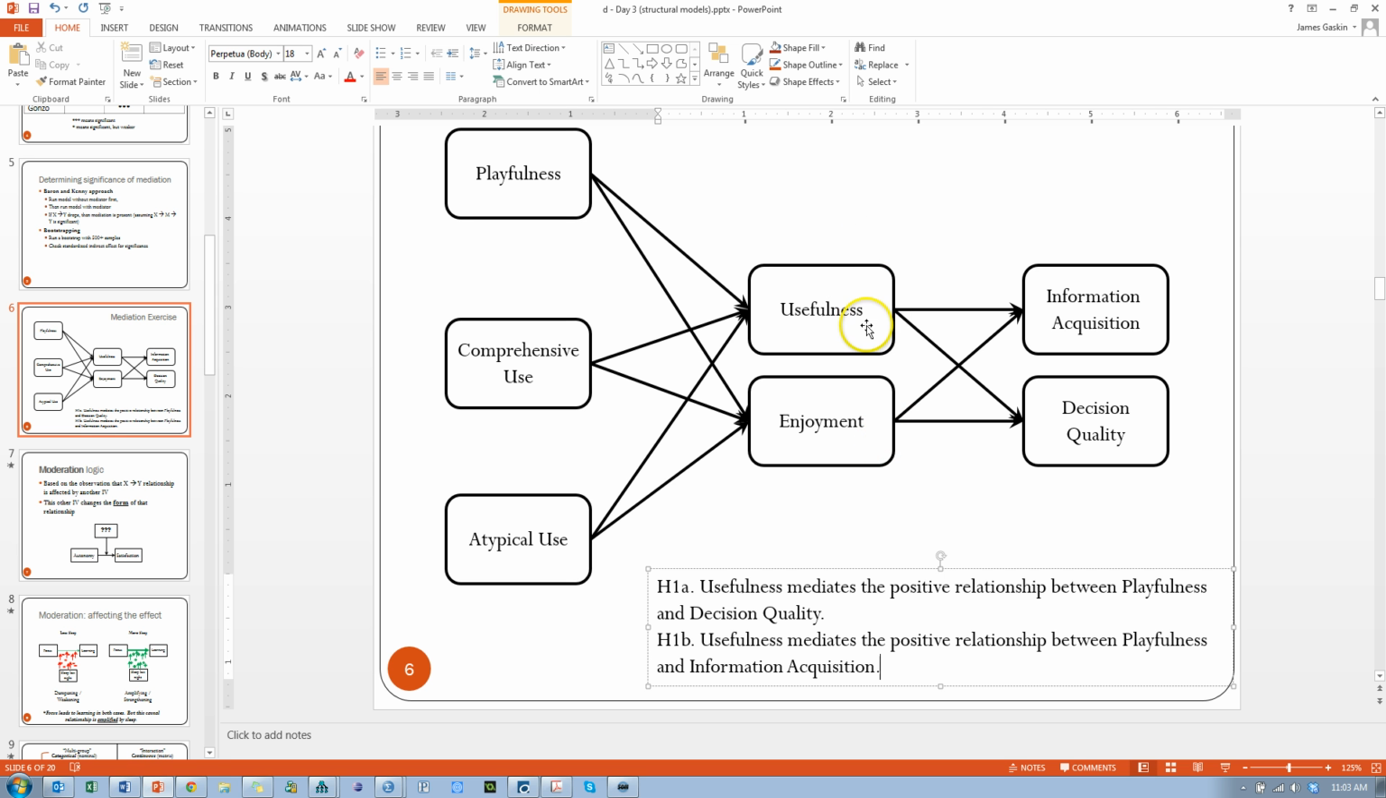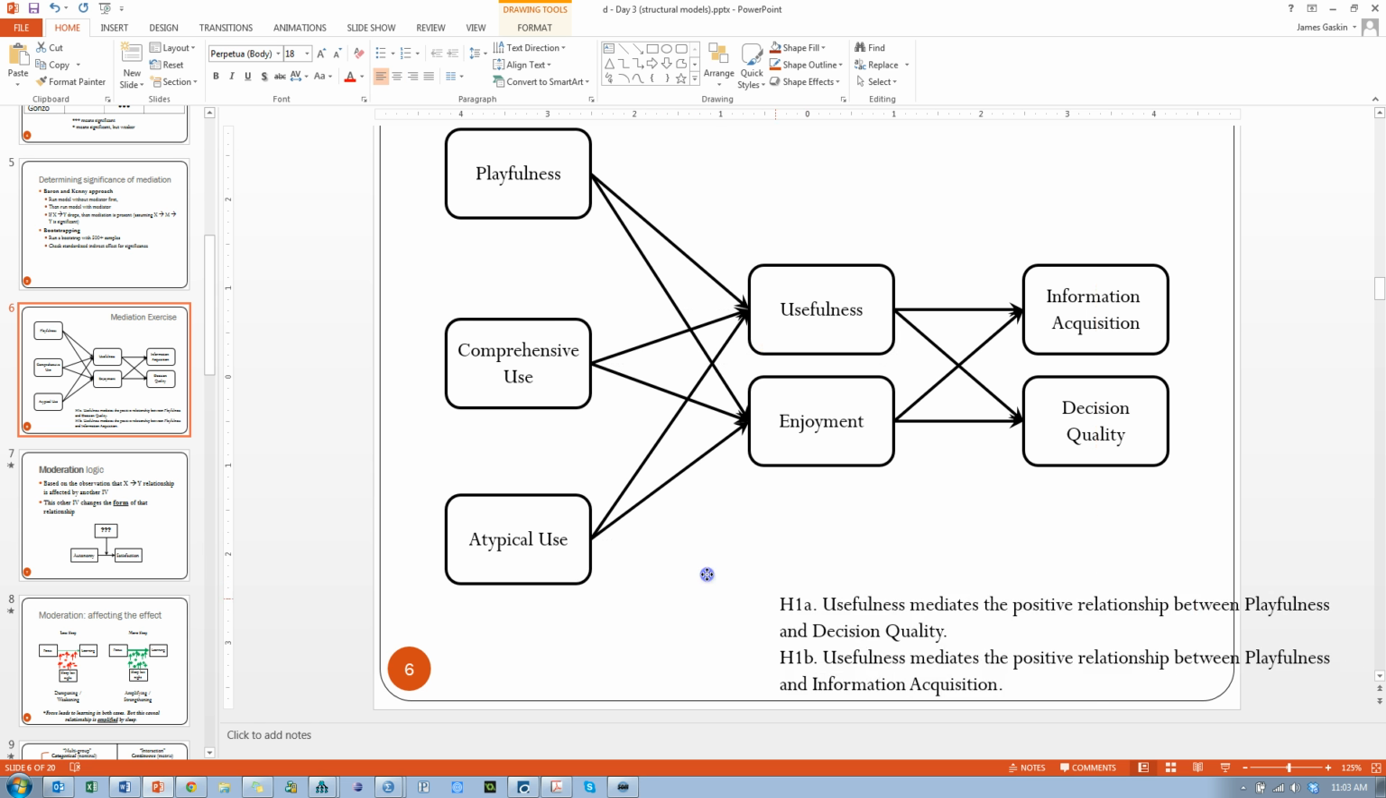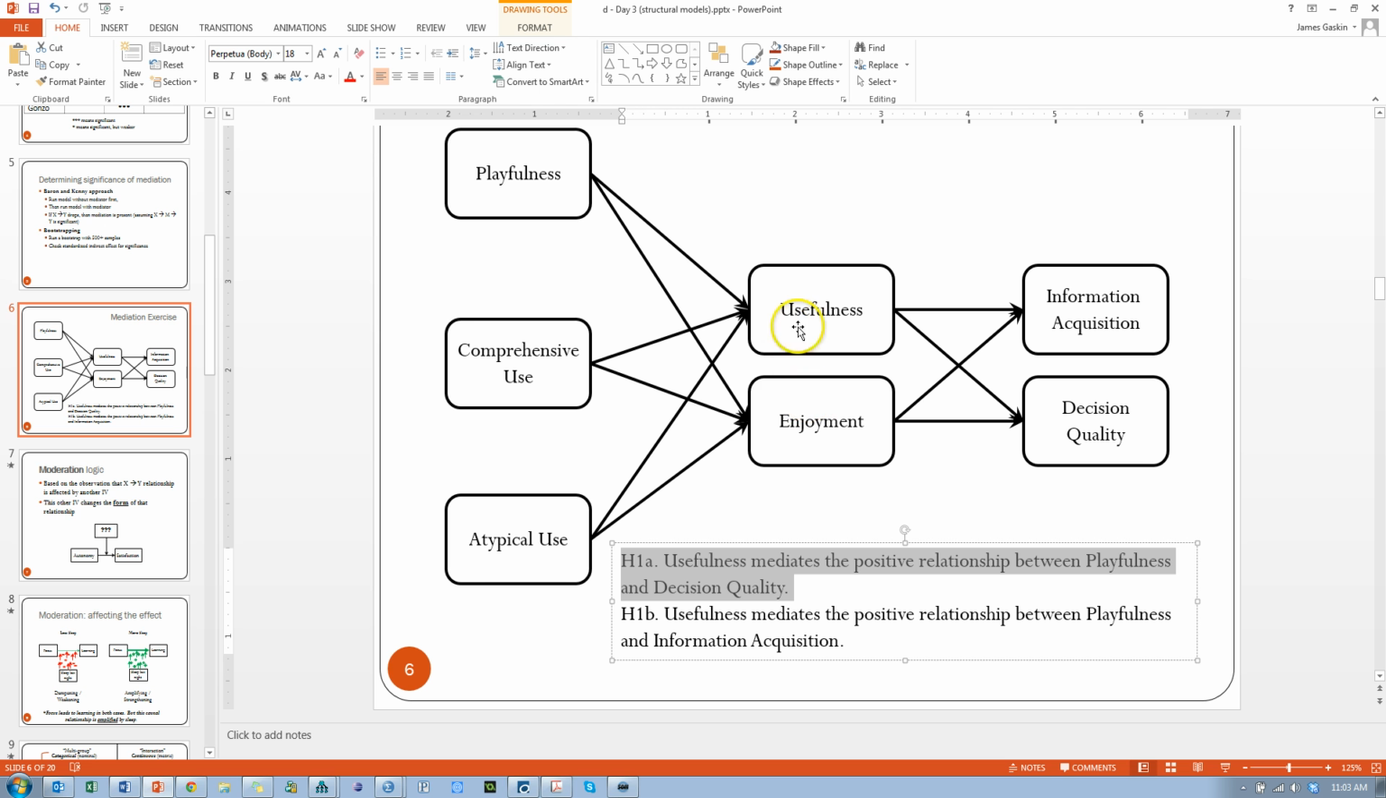Or you could do it like this. Usefulness, H1A, mediates this, this, and this, H1A, B, and C, using usefulness as the driver. So how would you say that if you're going to cluster them together? H1A is this right here. H1B would be the exact same thing, but I'd change playfulness to comp use. H1C would be the same thing, but I'd change comp use to atypical use. So your mediator is usefulness, and hypothesis 1 would be all the usefulness to decision quality ones.